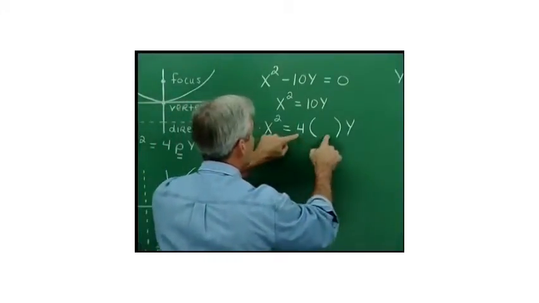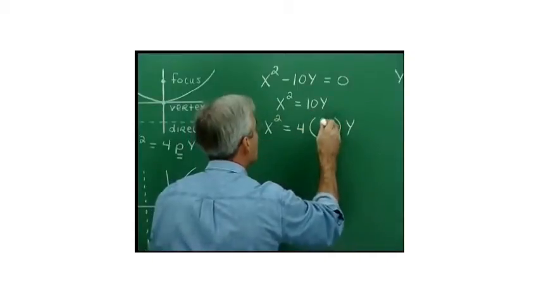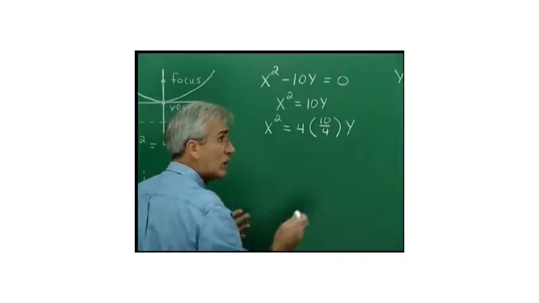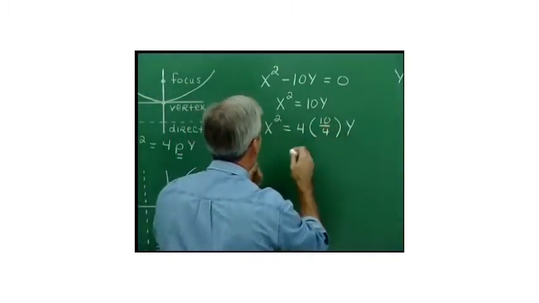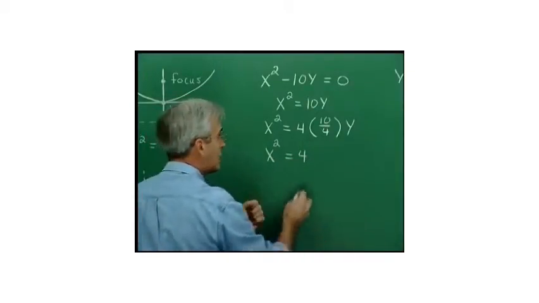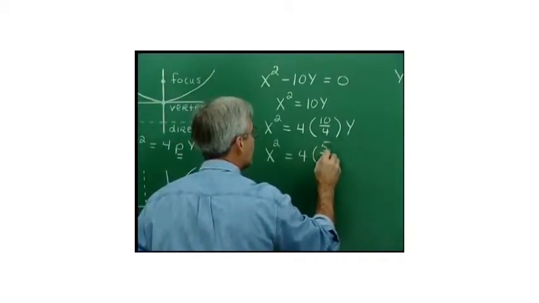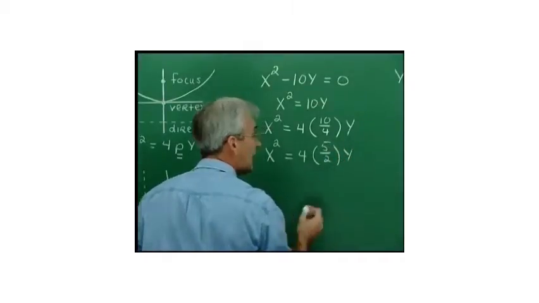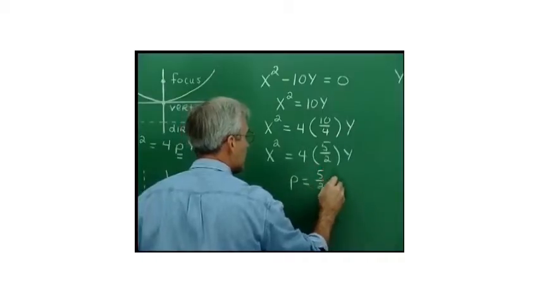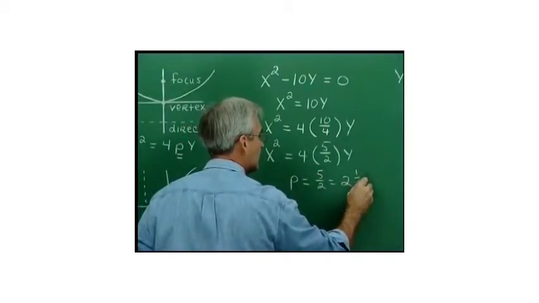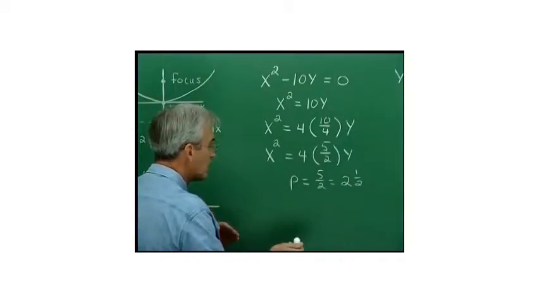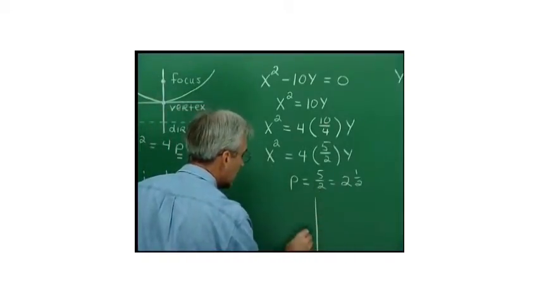We can say, okay, 4 times what will give 10? Or we might say 4 times 10/4 is equal to 10. And so I'll put 10/4 here, and now I'll simplify that. But that's the technique we use to force that factorization. This is 5/2. Now we identify p as being this 5/2 or 2 1/2. Now that gives us information about distance from vertex to focus, and so we can structure our graph.